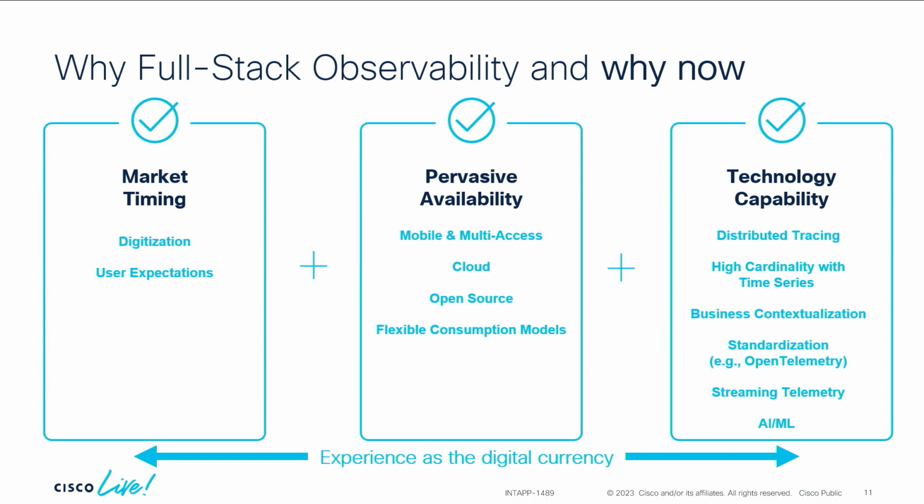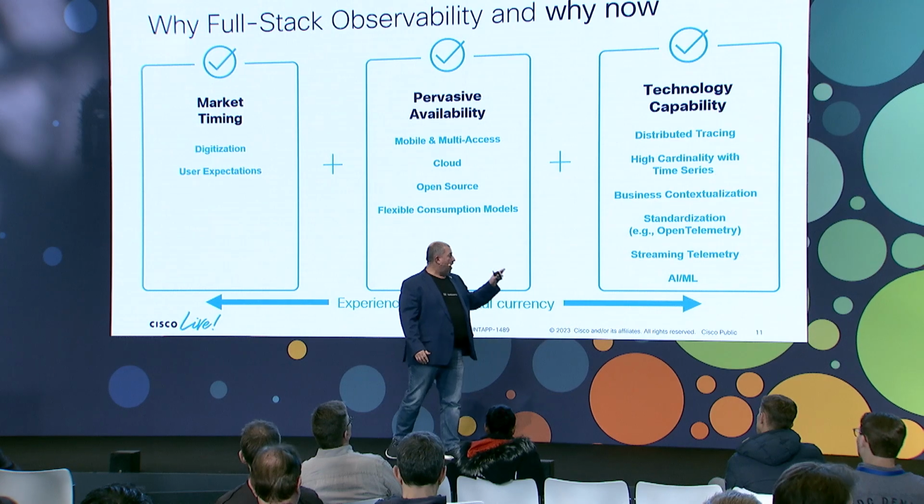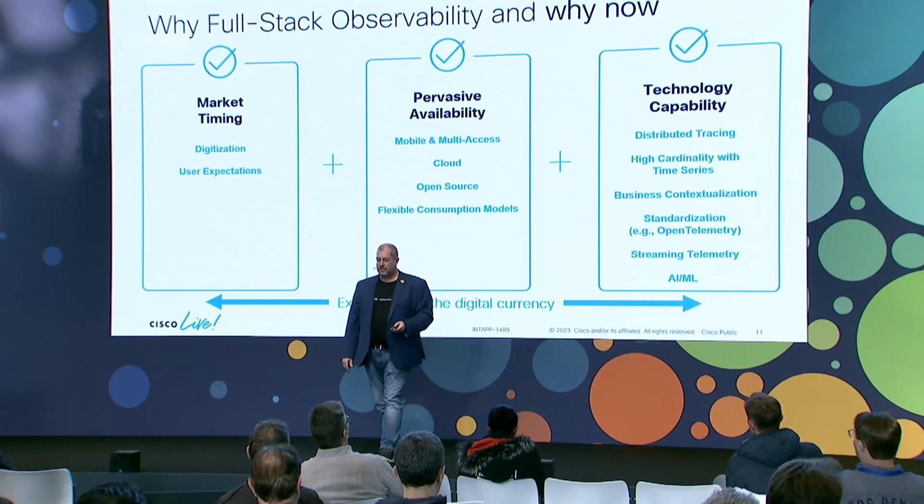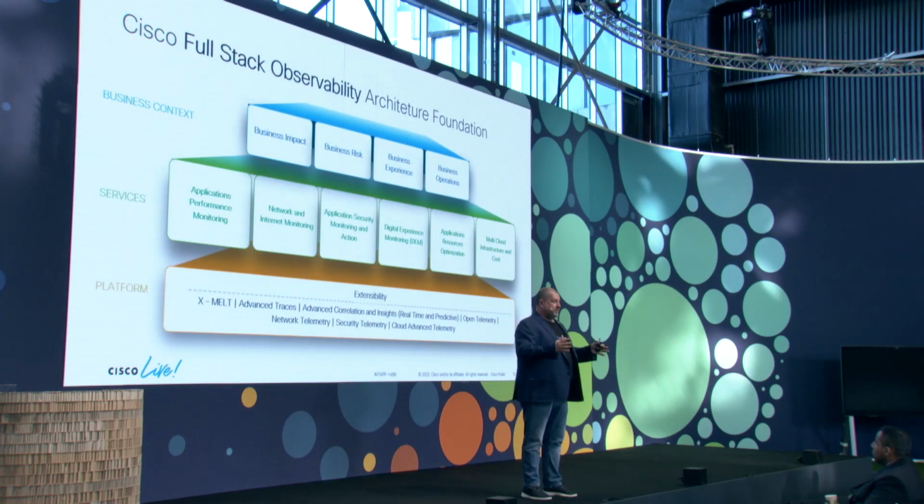And then the technology capabilities that we have today, the things we can do with this, and trying to monitor and watch the distributed tracing, the business contextualization, all of these aspects we've got up here. All of these matter. In the AI/ML, we're seeing how fast that's advancing things. So what we've done is we've built full stack observability.